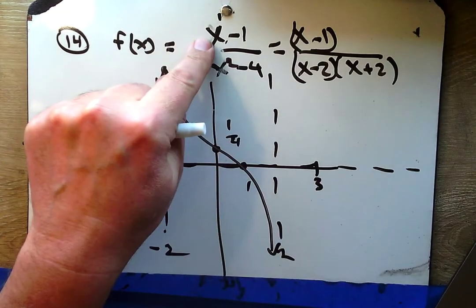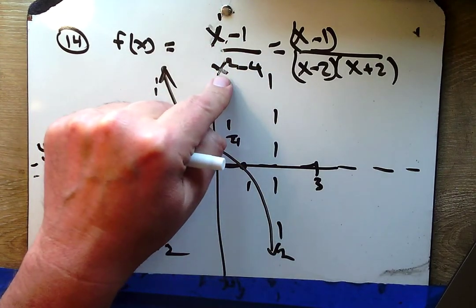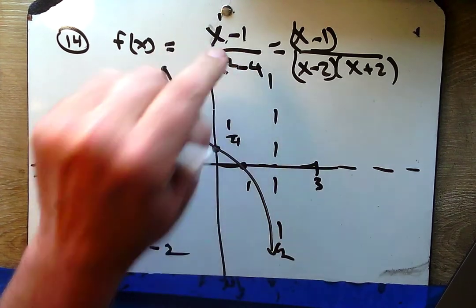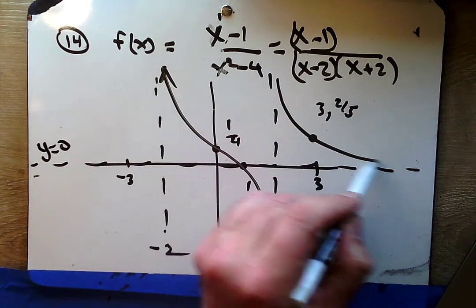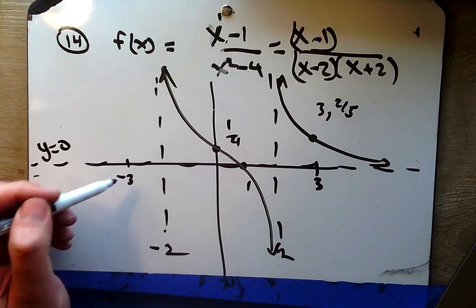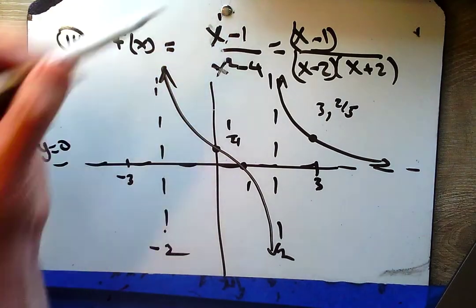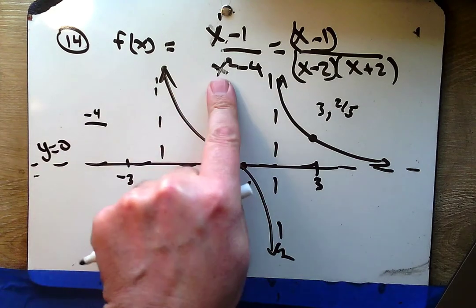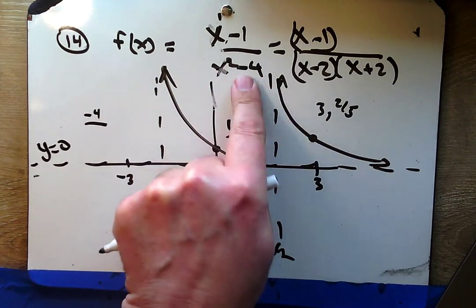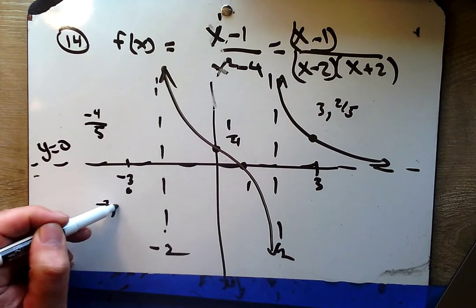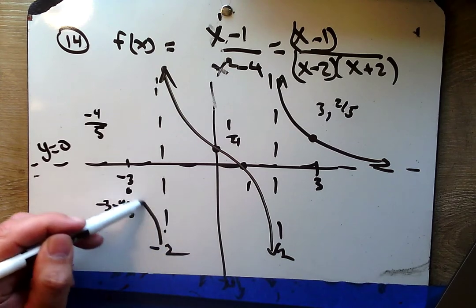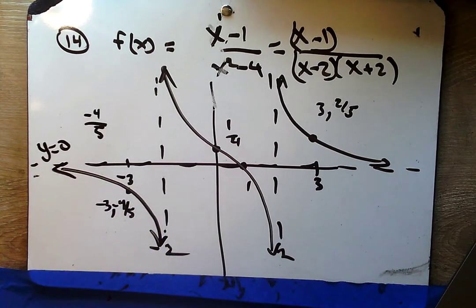So I'll plug a 3 in here. 3 minus 1 is 2. 3 squared is 9, minus 4 is 5. So I have 2 over 5. That's a positive value. And so my graph is going to go like that. What happens over here at -3? -3 minus 1 is -4. And on the bottom, -3 times -3 is still +9, minus 4 is 5. And so I get this point down here, -3, negative 4/5. Ta-da! Done.